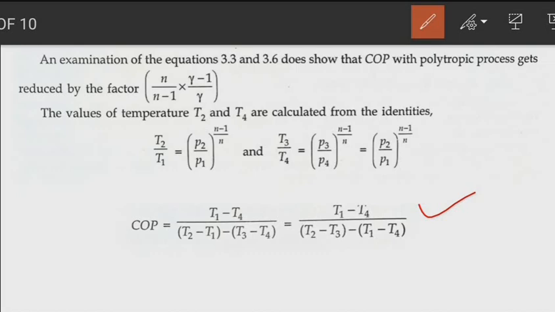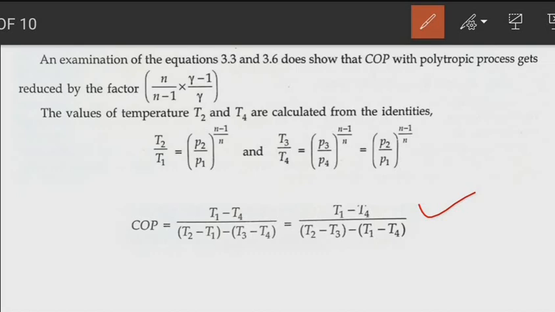As per the Bell Coleman cycle, if you are using the air compressor, with air as the refrigerant, the final COP becomes T1 minus T4 by T2 minus T3 minus T1 minus T4. You know the temperatures T1, T2, T3 and T4, so using them in the formula you can get the COP value, the work of the compressor, and the work of the expander.